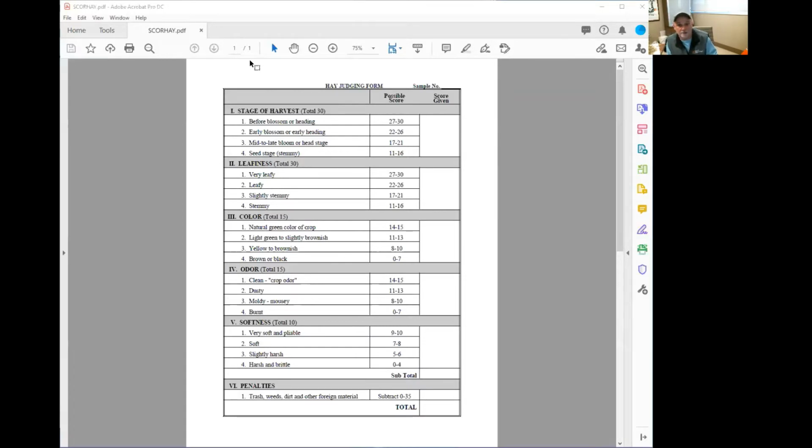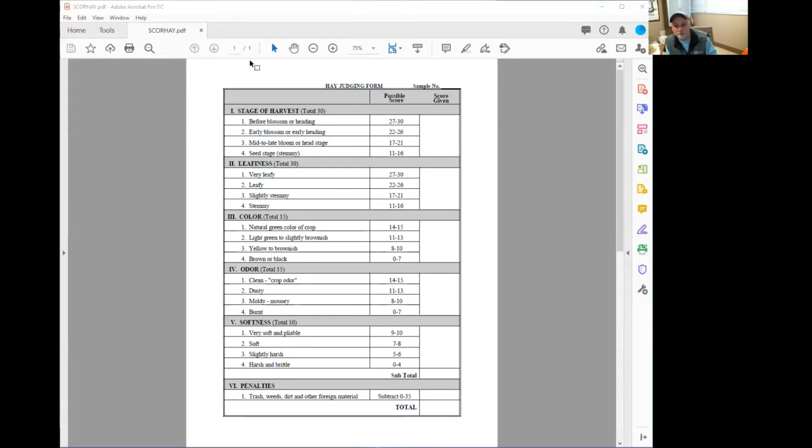The second thing that we look for is the leafiness, because leaves are really the highest nutrient dense portion of the plant. And so we have these different categories. It goes all the way from very leafy down to stemmy. And so we try to kind of place where we think the hay is in terms of leafiness.